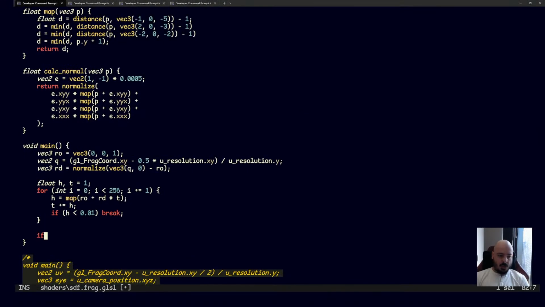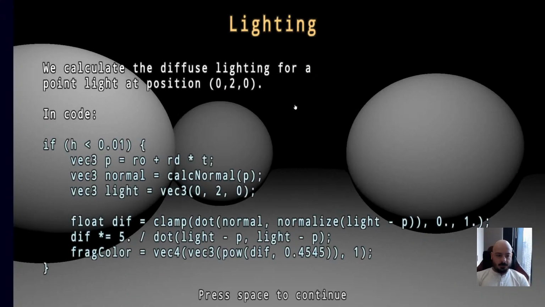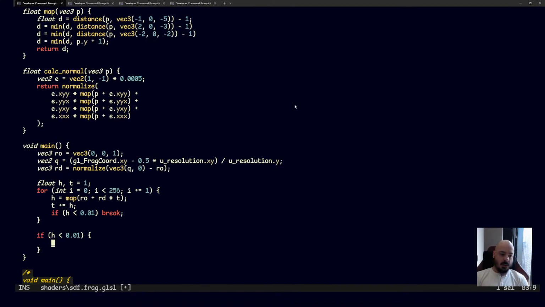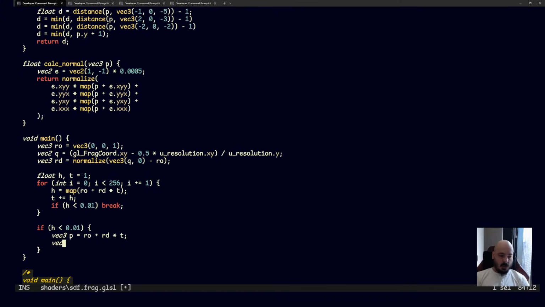Okay, so we got our H value back. If it's less than epsilon, then we set the position to the hit position, so RO plus RD times T. That's going to be the hit position. Calculate the normal.